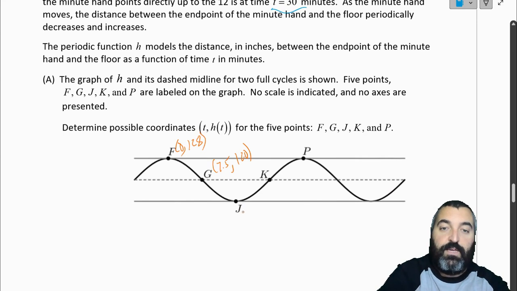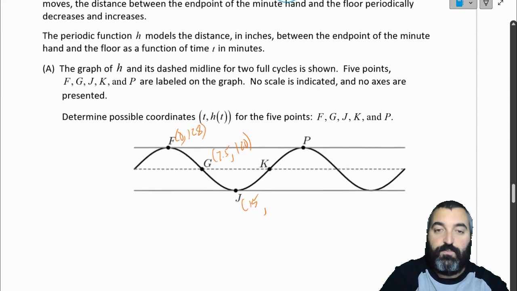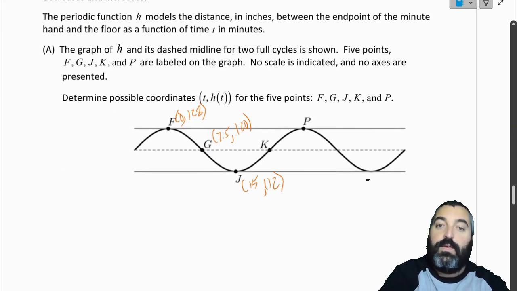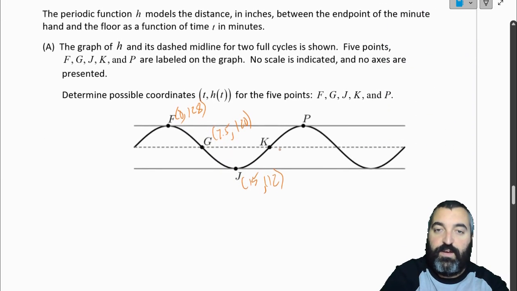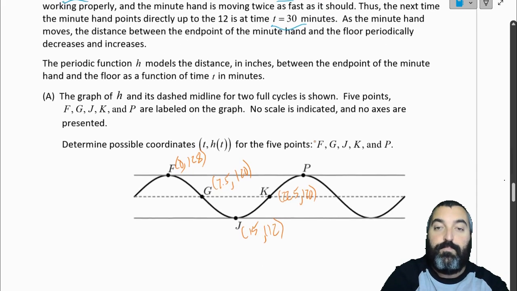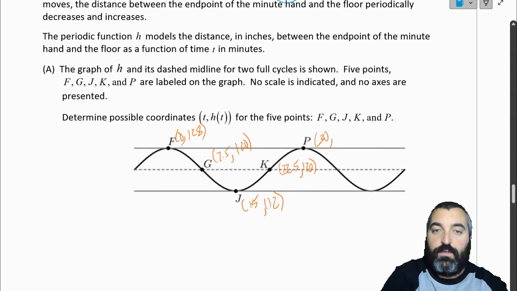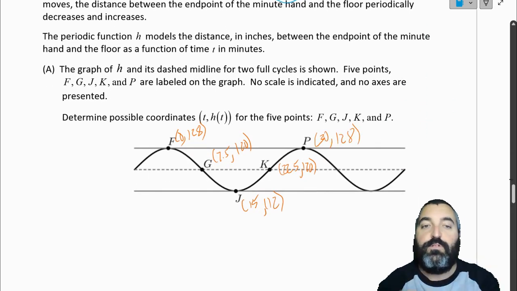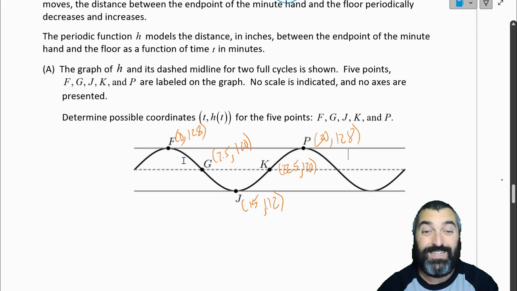And then when I get to J, I'm at 15 because this is the minimum value, which was 112. And then K, back up to the mid, which is at 22.5 and 120. And then I get back to the maximum, which was at 30 minutes. And the height was 128 inches. Okay, so there we go. There's our 5 points.